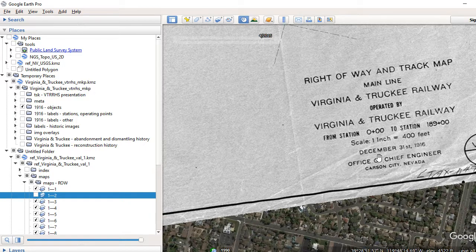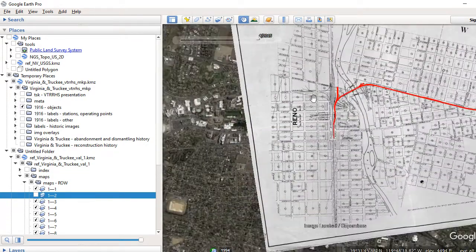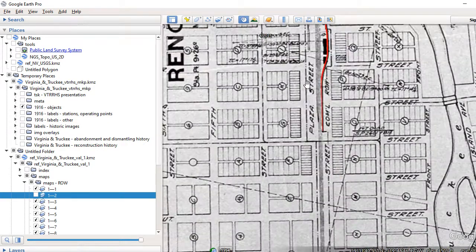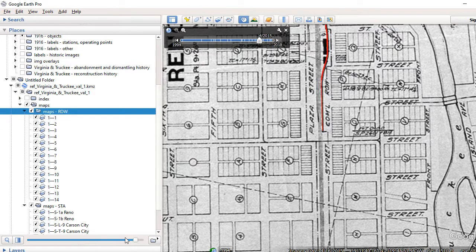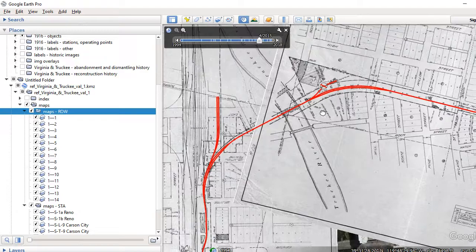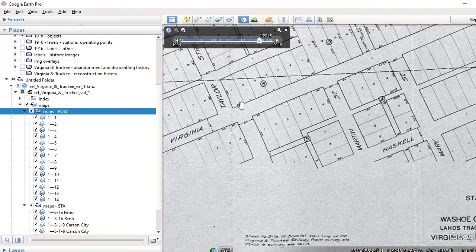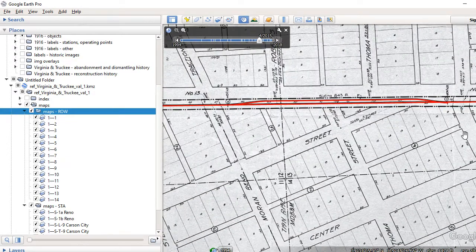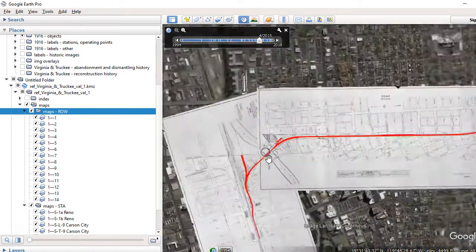And so you can see this map was filed with the ICC in 1916. Our tour is going to start in Reno, at milepost 0, and head southward over the line. I'm going to turn that map back on and then fade these away, because in this area we're near a station, so we have station maps. These are much finer scale and show much more detail, so they're handy where they exist. And they only exist in some areas.